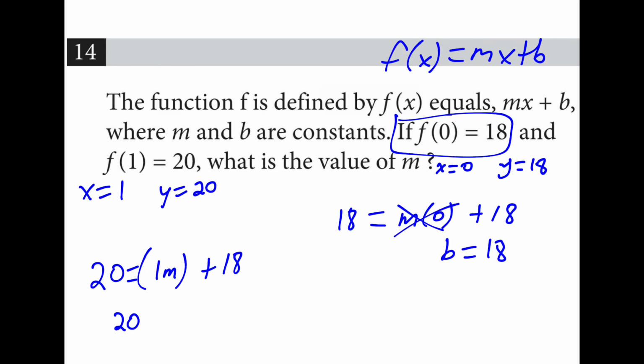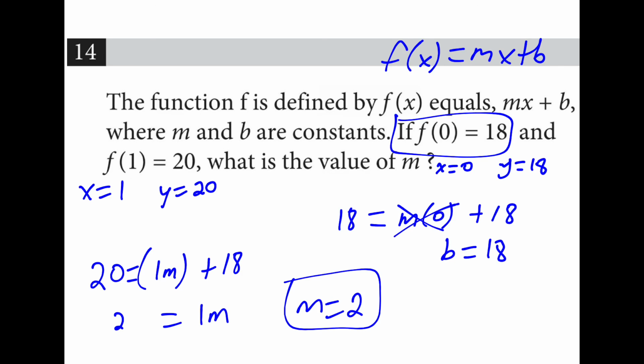So when I subtract 18 from both sides, I get that 2 is equal to 1m. So m is equal to 2. That's my slope. You could also probably just look at this as when my x quantity goes up 1, my y value goes up 2, so my rate of change is 2.